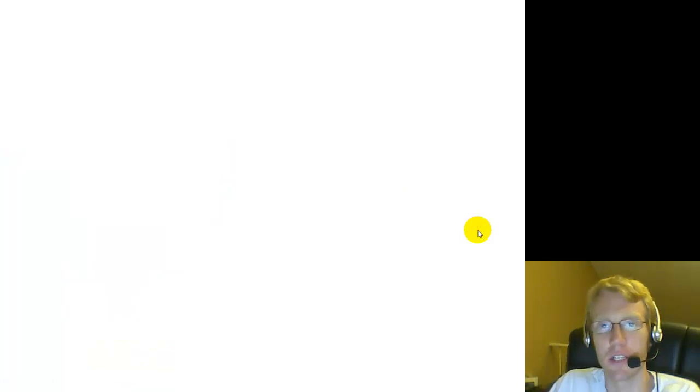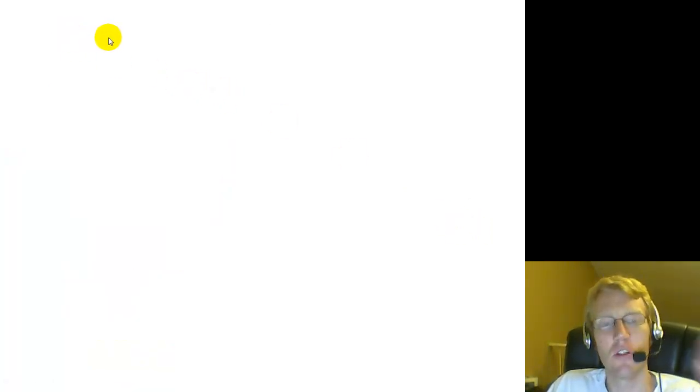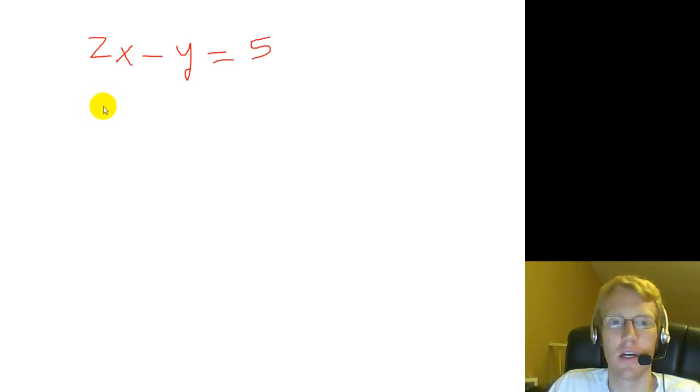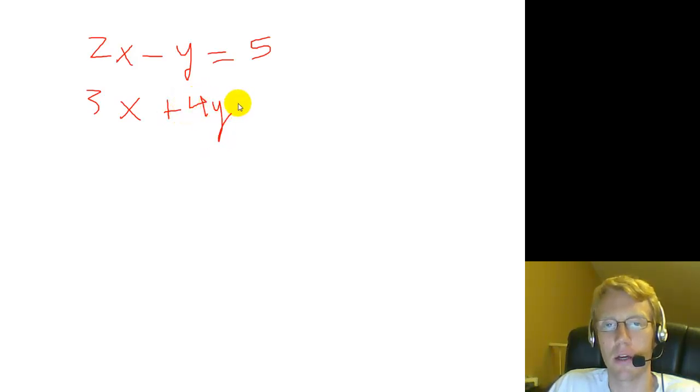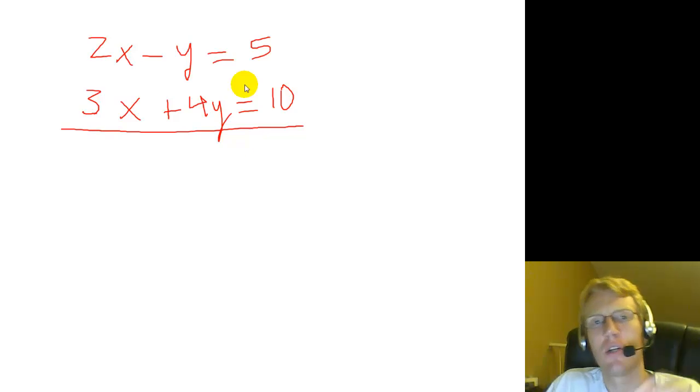Okay, let's do another example. Let's try one where they don't actually match up to start with. So suppose you have, for example, 2x minus y equals 5, and I don't know, 3x plus 4y equals 10. So when you look at this, you can see the x's don't match up, and the y's don't match up. So what do we do?